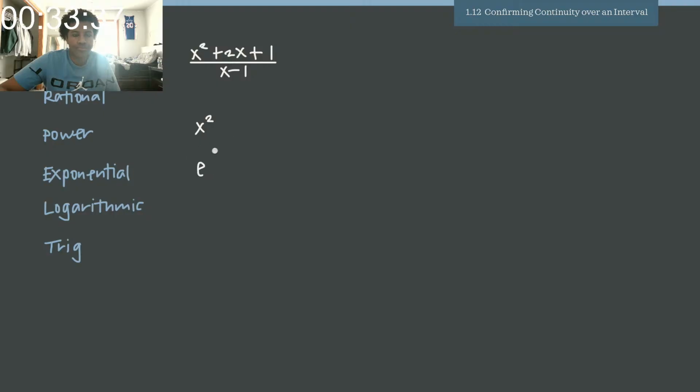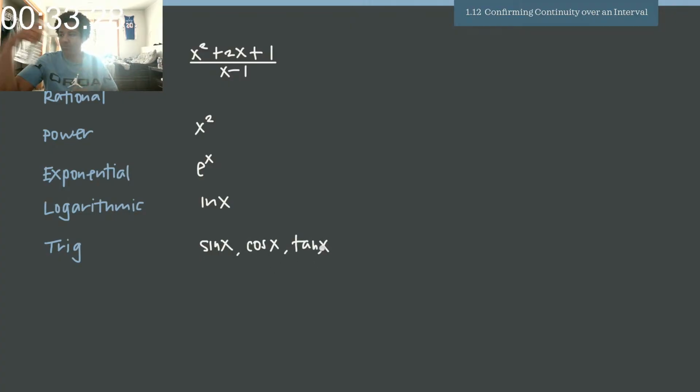Exponential functions are going to be anything with e. Same thing, logarithmic functions are going to be anything like a natural log of x. And then trig functions, of course, are sine of x, cosine of x, tangent of x, etc. The other three, but any of your trig functions. In their own domains, they are just naturally continuous everywhere.